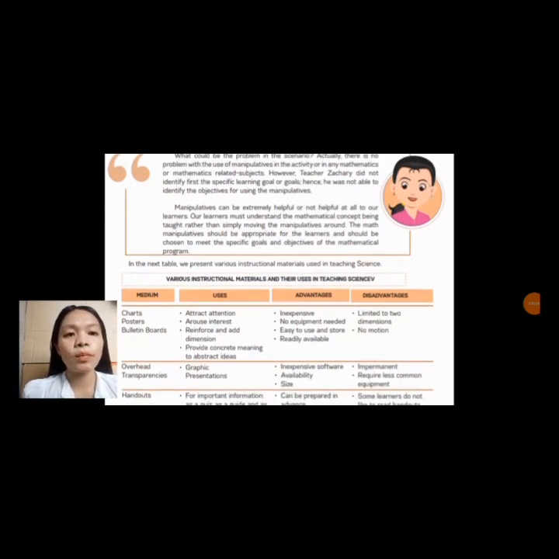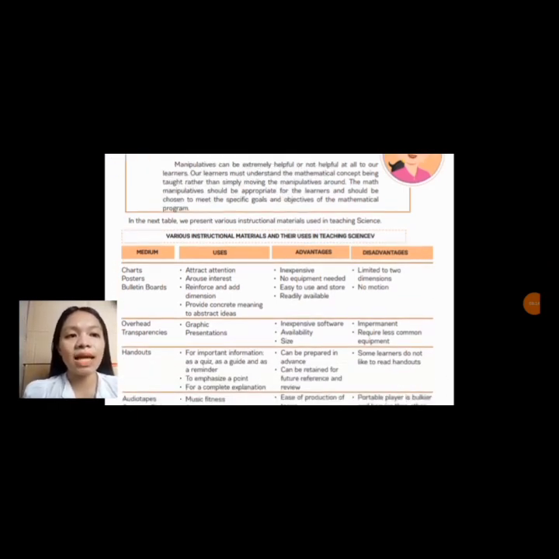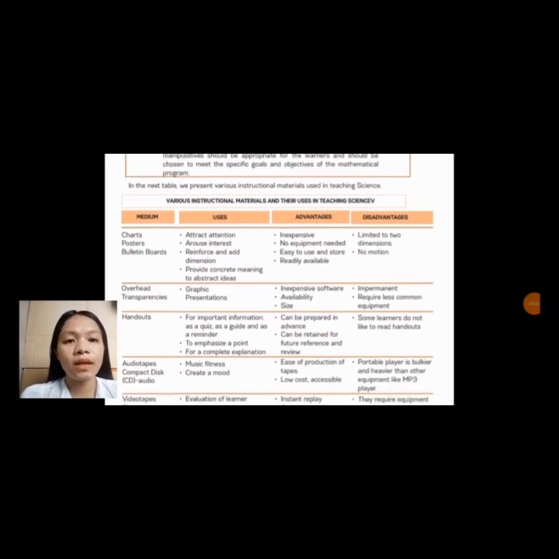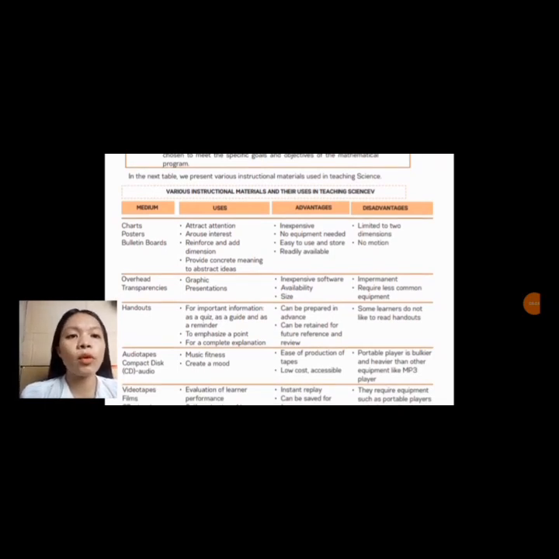In the next table, we present various instructional materials used in teaching science. Various instructional materials and their uses in teaching science. Medium, uses, advantages, disadvantages. Charts, posters, bulletin boards. Uses: attract attention, arouse interest, reinforce, add dimension, provide concrete meanings to abstract ideas. Advantages: inexpensive, no equipment needed, easy to use and readily available. Disadvantages: limited to 2 dimensions, no motion.